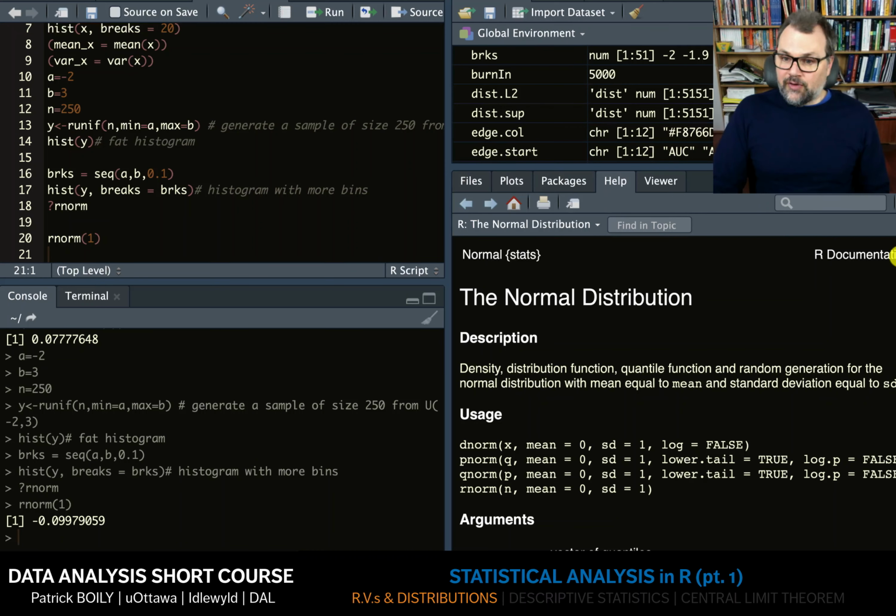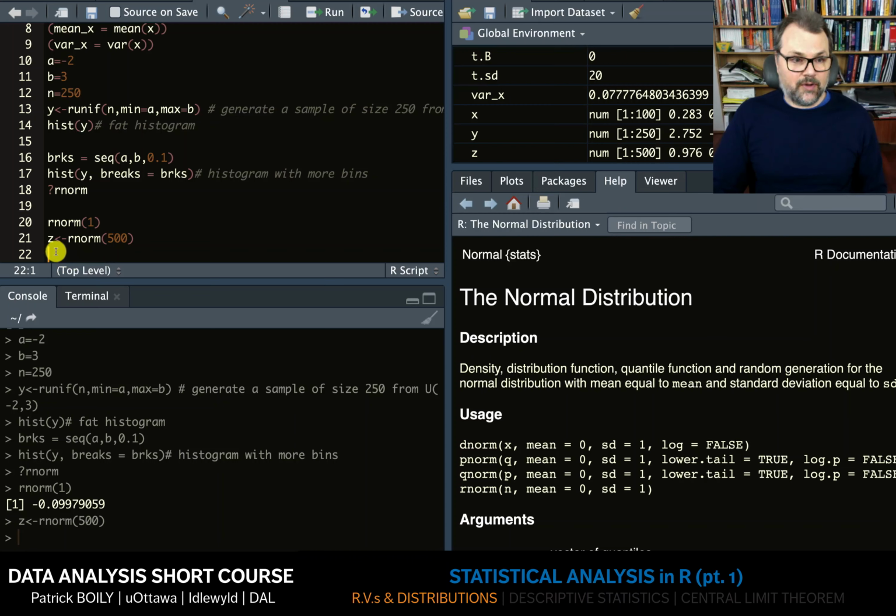So let's generate 500 of these. Those guys, we'll plot the histogram. Now remember, when I just assigned the computation, nothing shows up here because I haven't displayed it.